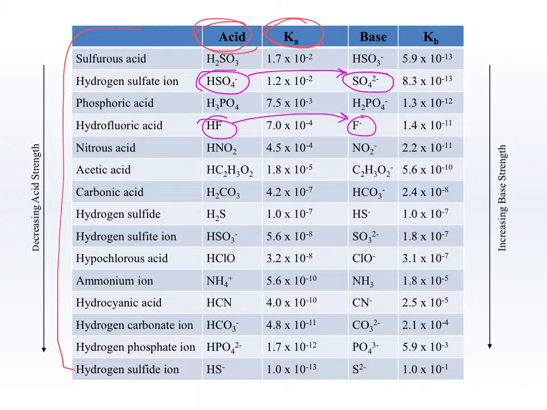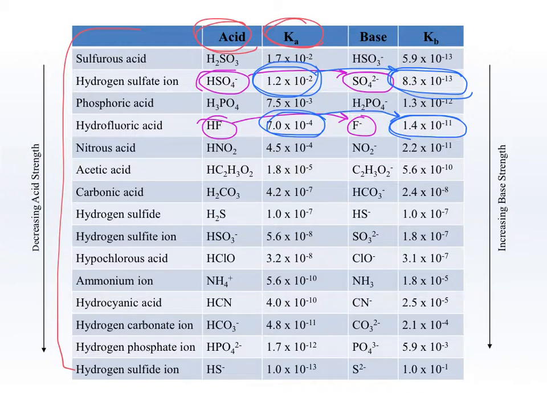So then also notice that the Ka and Kb values multiply to equal 1 times 10 to the negative 14. So 7 times 10 to the negative 4 times 1.4 times 10 to the negative 11 will give you 1 times 10 to the negative 14. Or 1.2 times 10 to the negative 2 times 8.3 times 10 to the negative 13 will give you 1 times 10 to the negative 14. This is really useful when you're given a Ka but you need a Kb, just the same way as if you're given H3O plus and you need OH minus. So you just need to memorize that relationship between. And so then these acids and their conjugate bases, or these are the bases and their conjugate acids.